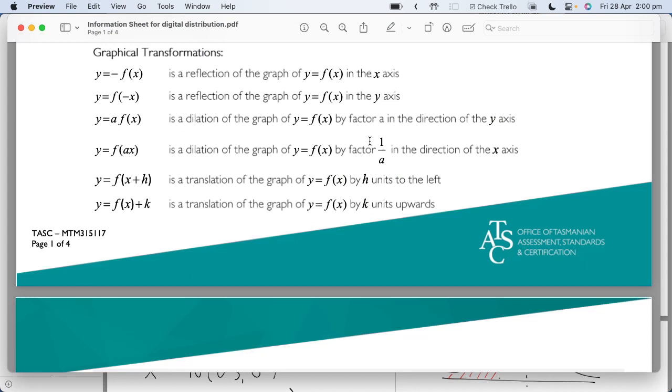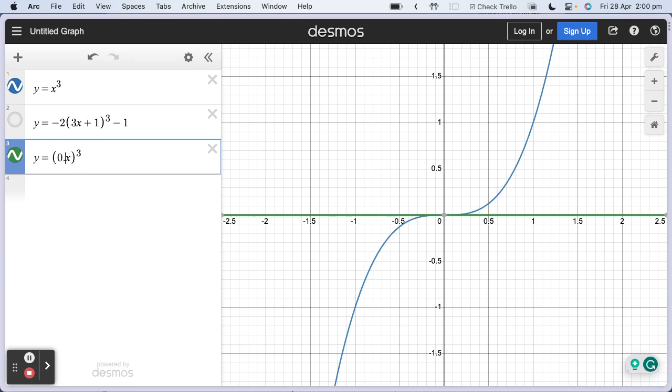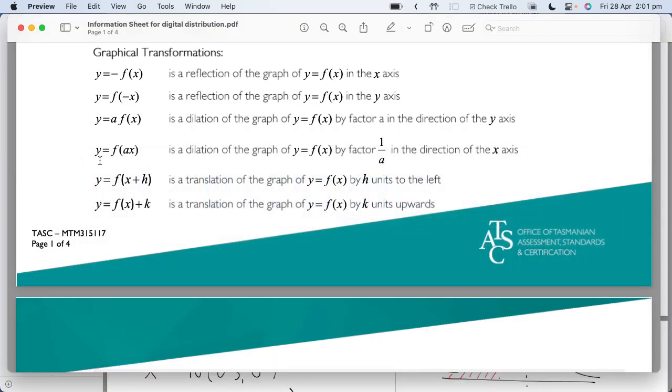So 2x, 1 on 2. 3x, 1 on 3. If a was equal to a half, then the dilation would be stretched out because 1 on a half is equal to 2. So if I make this 0.5, you can see it's now stretched out. So the distance from here to here has been doubled to go to here in the green graph here. That's probably the hardest one to look at, really, the dilations of the x-axis. Okay, so that's what that means.